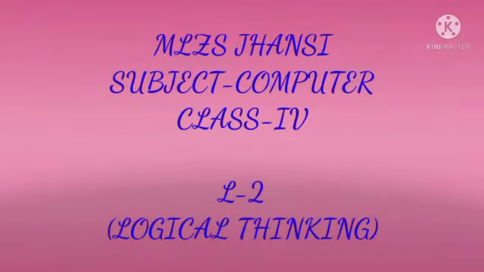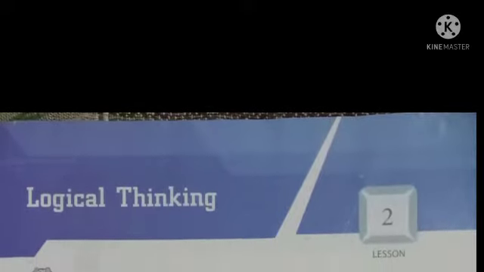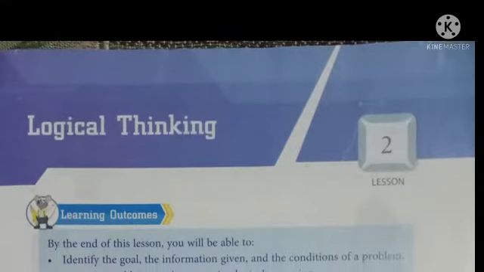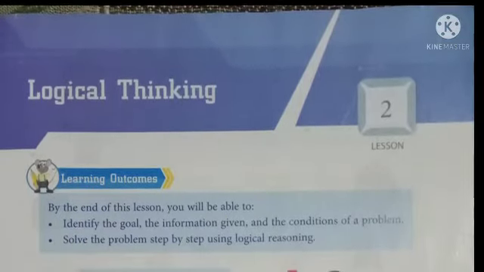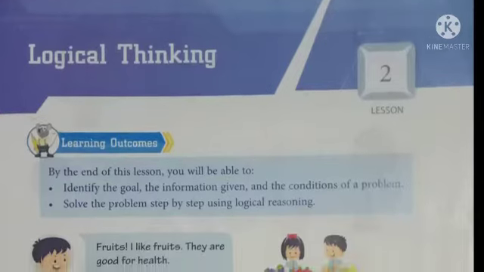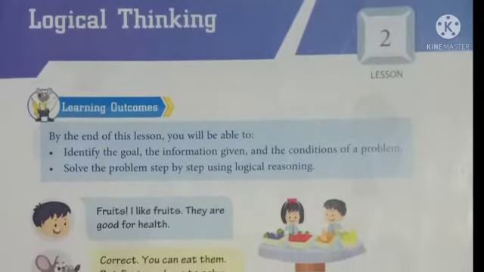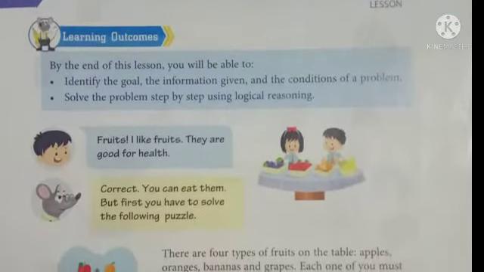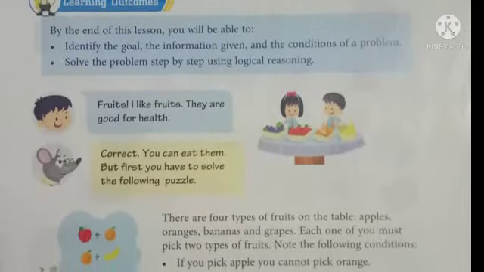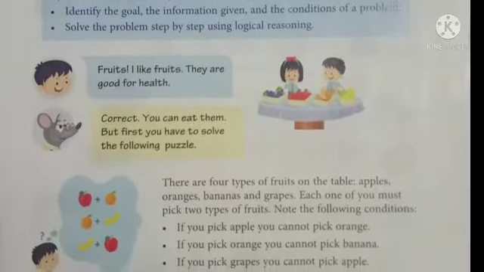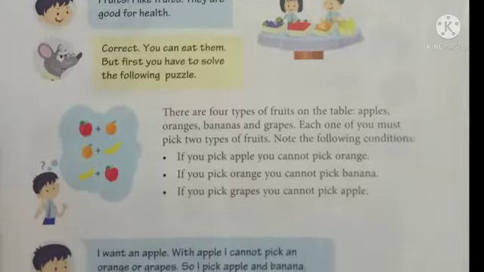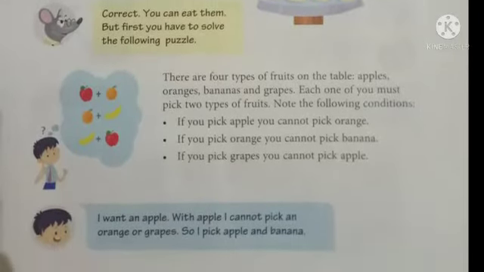Today I am going to teach you lesson number 2, logical thinking. Logical thinking means the way by which you apply your logic to achieve your goal. We can say that logical thinking helps us to solve problems, and this involves 3 steps. The first step is you have to find out your goal. Second, you have to understand the given problem, rules, and the conditions. Third, you have to work out the solution in a stepwise manner.